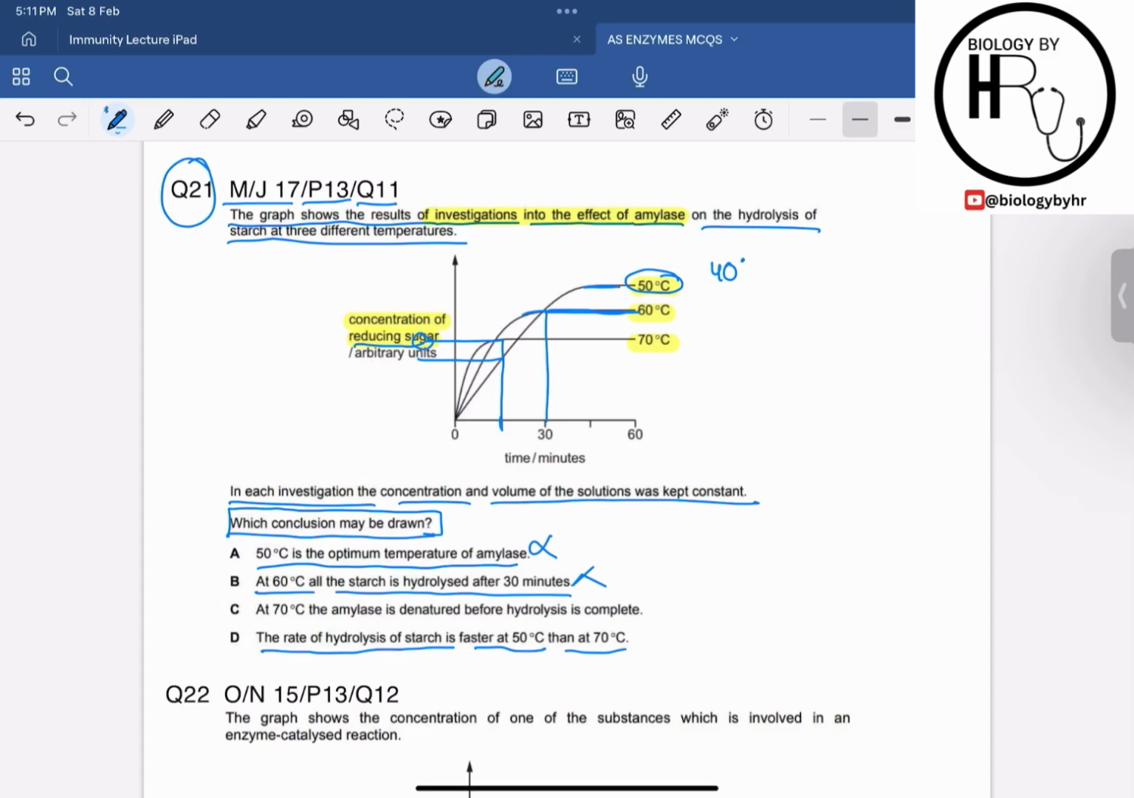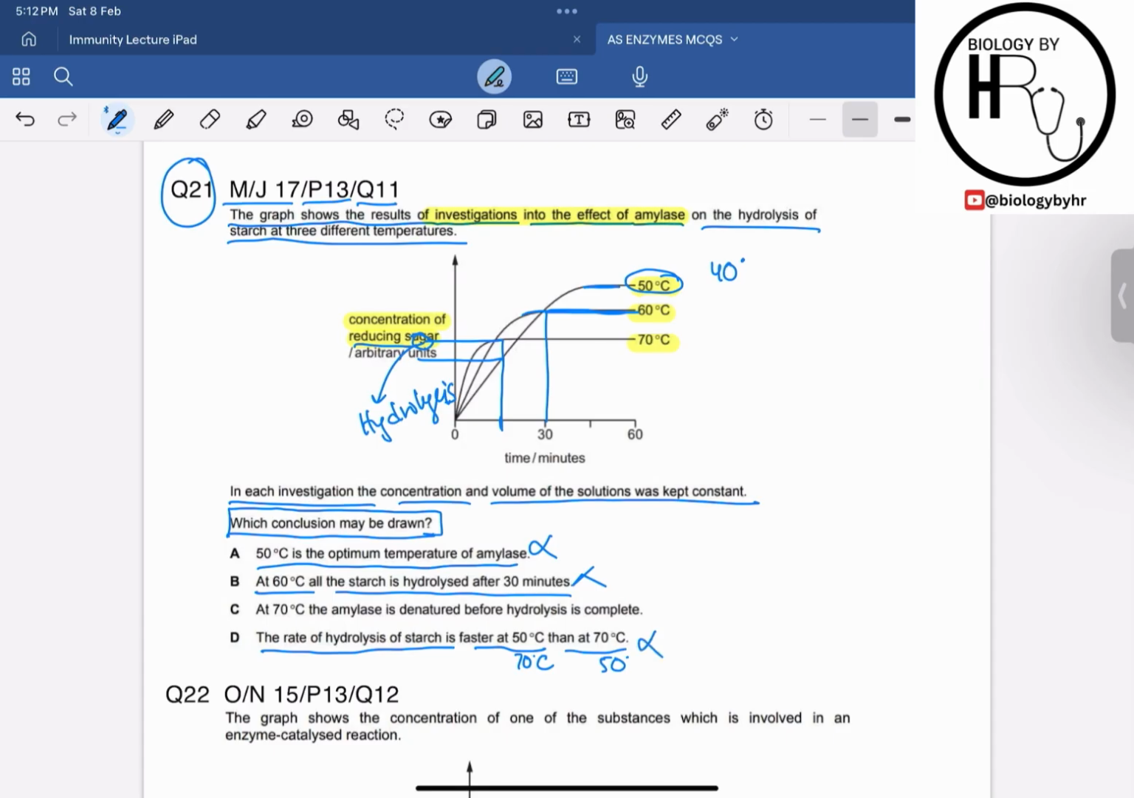So the concentration of the reducing sugar at 70 degrees Celsius is more, right? Which means that the hydrolysis is faster at 70 degrees Celsius rather than 50 degrees Celsius, right? So it would be 70 degrees Celsius. The hydrolysis of starch is faster at 70 degrees Celsius than at 50 degrees Celsius, right? So this statement is also incorrect.